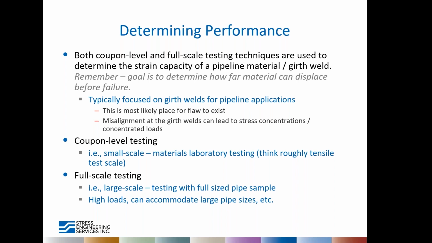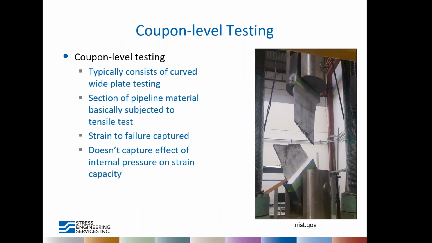So going back to the full scale and coupon level testing, they basically compose the two primary methods for testing. For coupon level testing, we're going to think small scale, on the order of a tensile test. And for full scale testing, we're thinking more large scale, so a full size pipe, often using really high loads and can accommodate much larger pipe sizes. I'm going to briefly talk about each testing method, and I'm going to start with the coupon level testing.